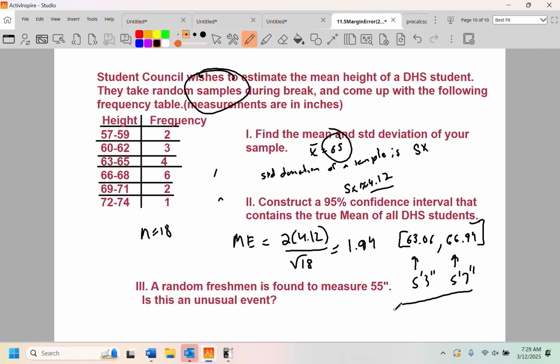A random freshman is found to measure 55 inches. Is this an unusual event? Yes, it is. Yes. Since 55 inches does not lie in the 95% confidence interval, it has less than a 2.5% chance of happening. It is definitely unusual. So there you go. And that's it.